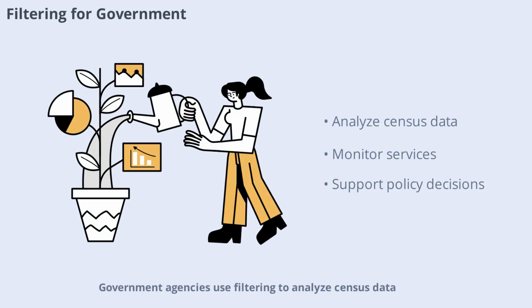Government agencies use filtering to analyze census data, monitor public services, and track program outcomes. This supports policy decisions and helps allocate resources effectively.